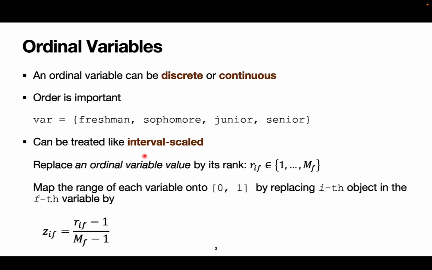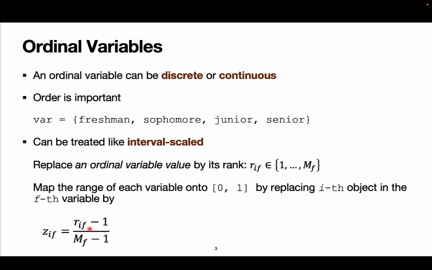So what we are going to do here, we will replace the ordinal variable by its rank. And the rank starts from 1, 2, 3, 4, 5, and so on. And then we compute the z value for the ordinal variable, which is defined as the rank minus 1 divided by the end of the range rank minus 1.